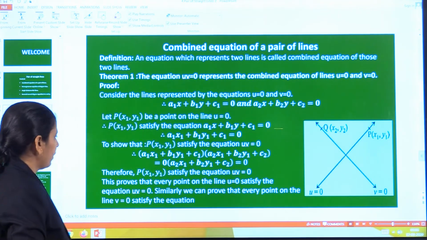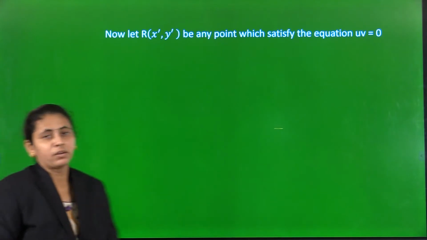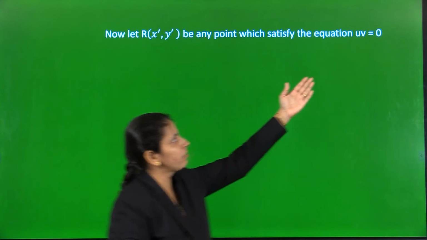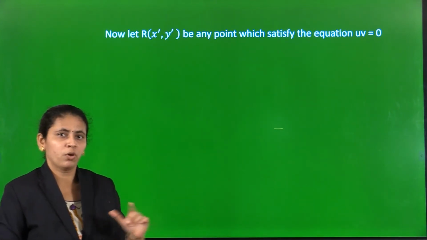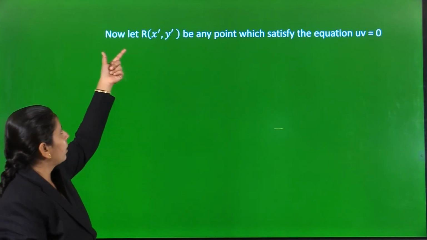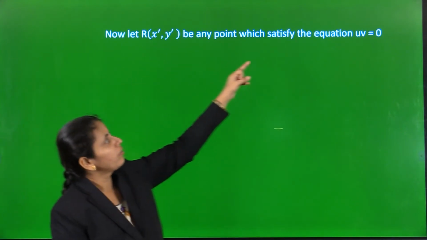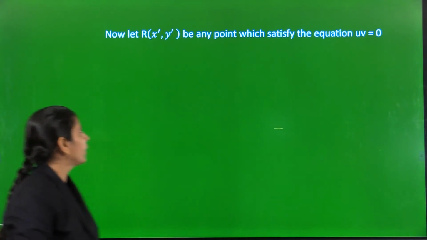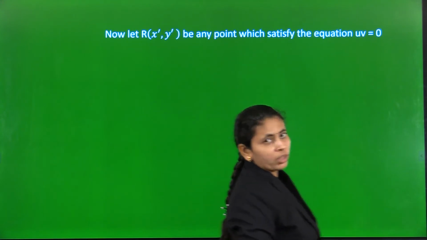For the second part, what do we want to prove? Any point which satisfies the equation uv = 0 should lie either on line u or on line v. So we have taken here: let R(x', y') be any point which satisfies the equation uv = 0. Since this point satisfies the equation uv = 0, what is its meaning?